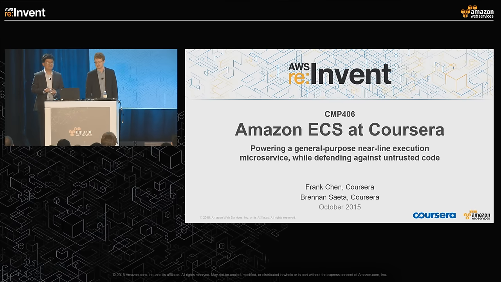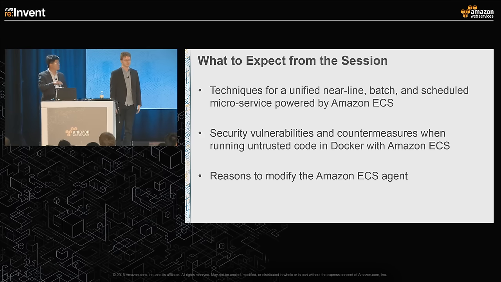This is CMP406, Amazon ECS at Coursera, powering a unified general purpose execution microservice while defending against untrusted code. Now this is a 400 level session, so we will assume familiarity with Docker, with Linux, and with Amazon ECS.